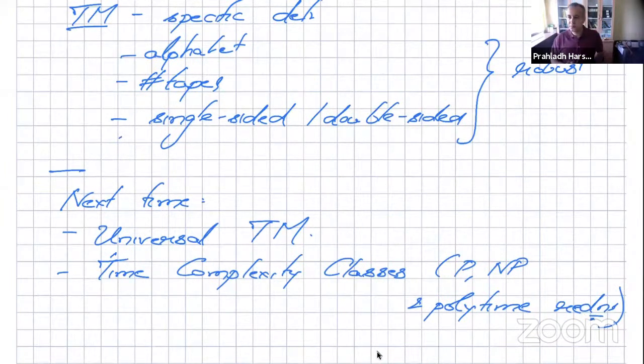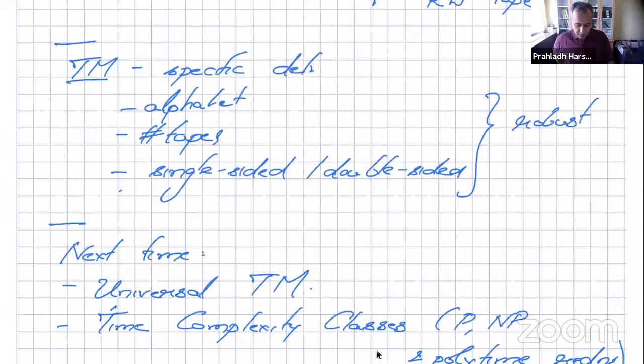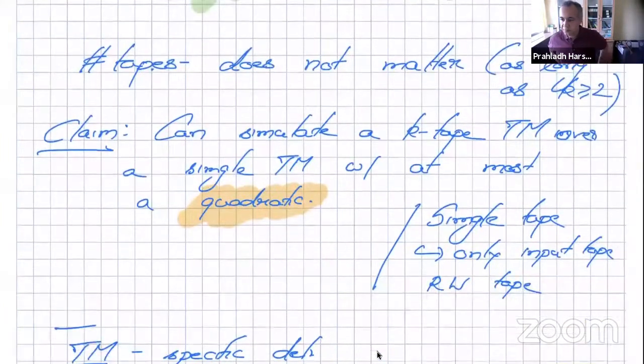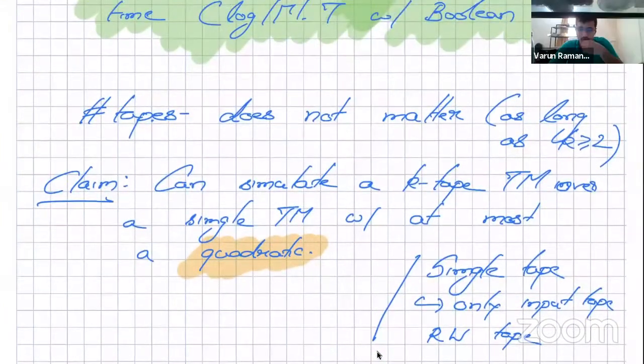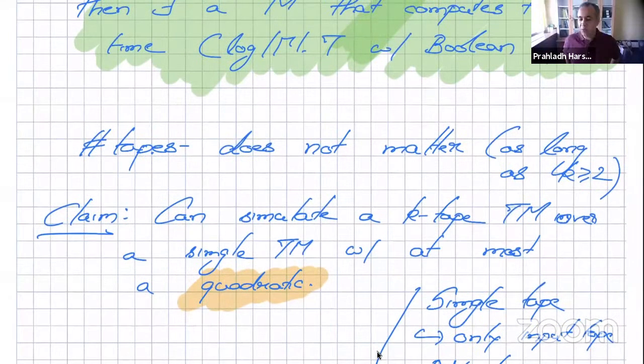Questions? So the quadratic blow-up, can you just go over the statement once again? Yeah, I didn't formally write it. So is this talking about time blow-up? Yeah, time blow-up. What I formally mean is, you give me a k-tape Turing machine that computes a function f in time t. Then I can give you a single tape Turing machine that computes the same function in time t square.